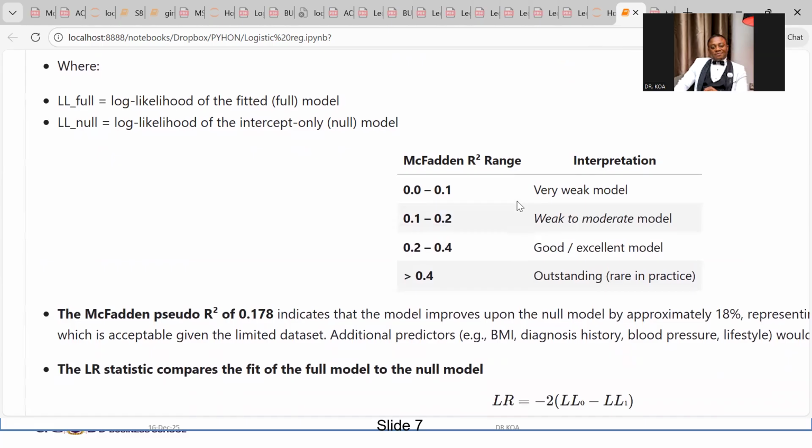Now, how do you interpret the McFadden? If the value is between 0 and 1, it means your model is weak. But anything above 0.4, it means that in practice, your model is outstanding. What is our own? Our own was not outstanding. If you look at it here, our McFadden pseudo R squared is 17.8, almost 18%. And that, according to the chart, shows that it is a weak to moderate model. And again, part of the reason is because you have 35 observations.